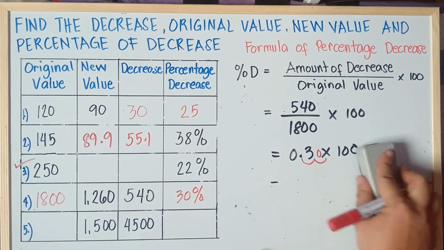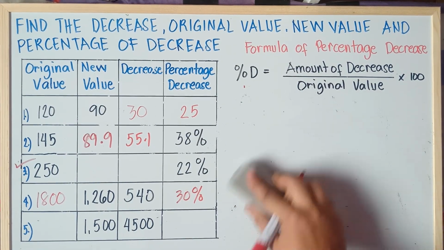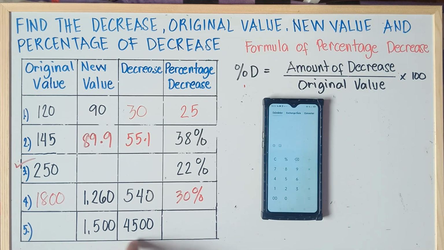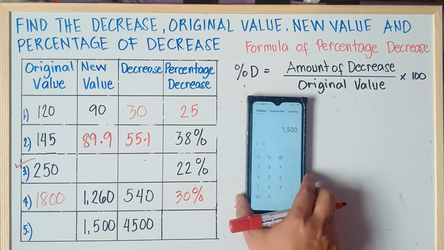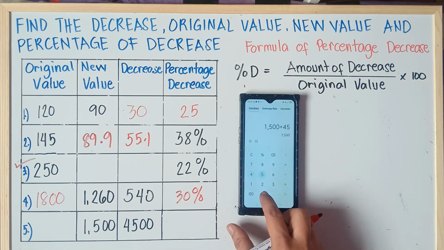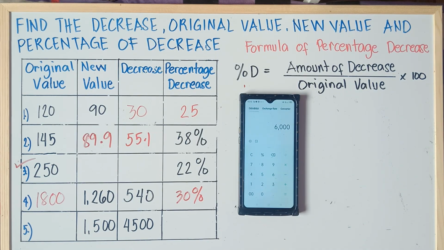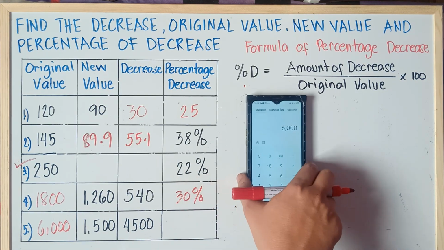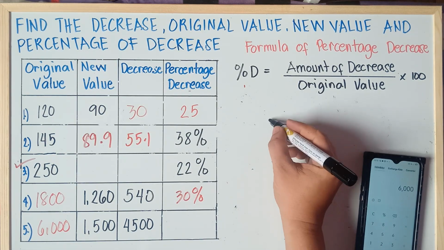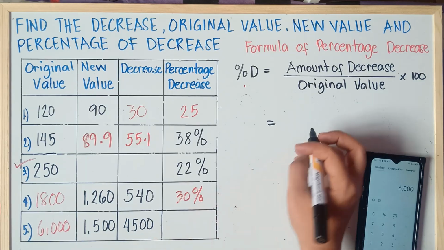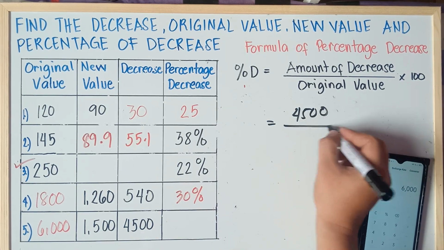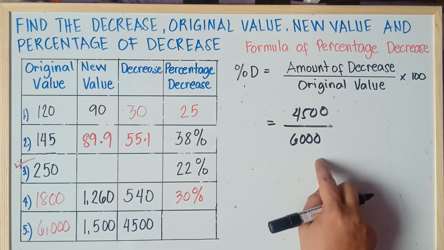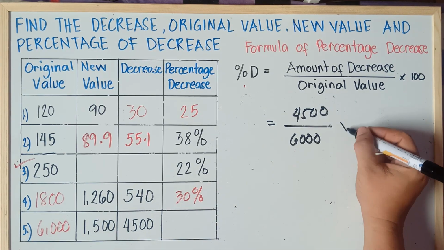Alright, so once again, let's have example number 5, the last one. To get the original value, we can just simply add this up. 1,500 plus 4,500, and the answer is 6,000. So this is 6,000. And to get the percentage of decrease, we can just simply apply this formula. The amount of decrease, we have 4,500, divided by the original value, that's 6,000, times 100.